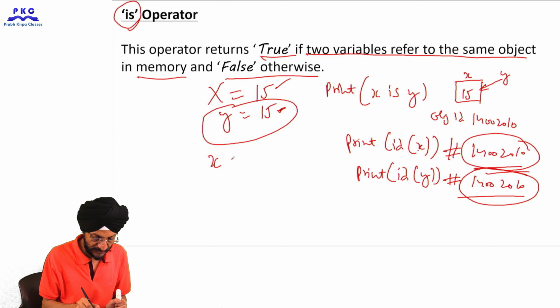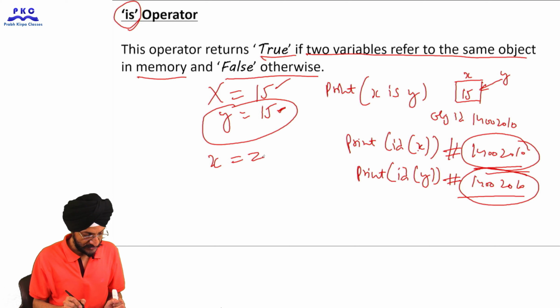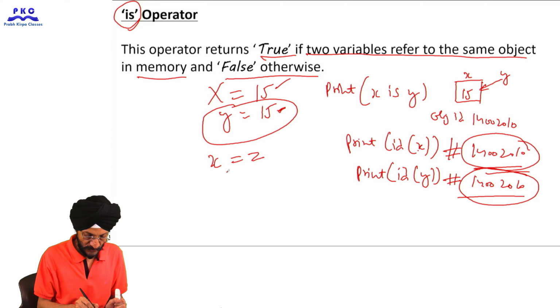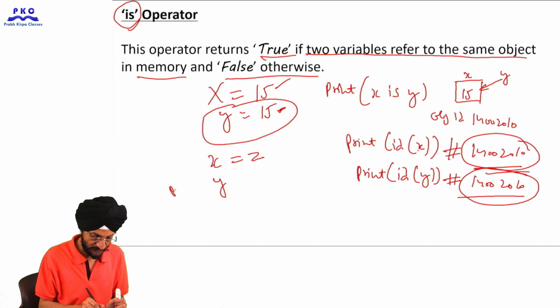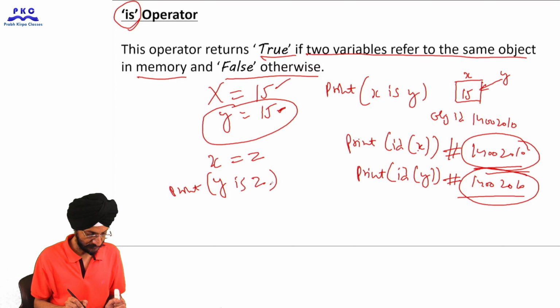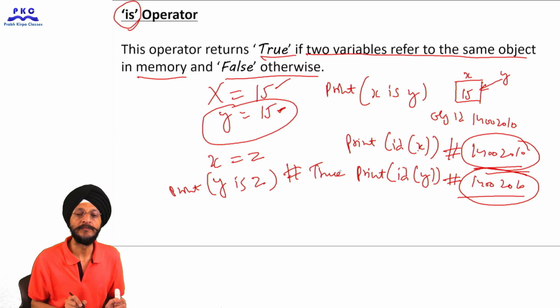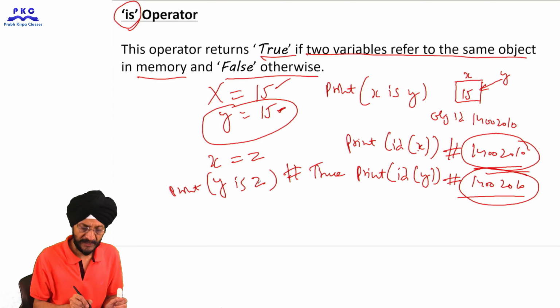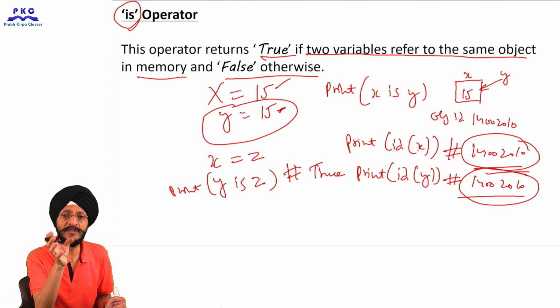If we write z is equal to x and we want to find whether y is z, the answer will be true because z will be another tag for the same object.